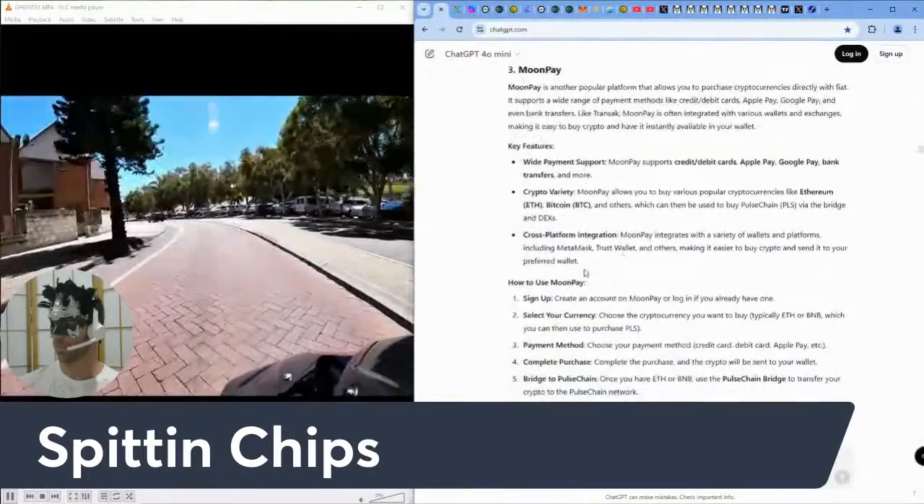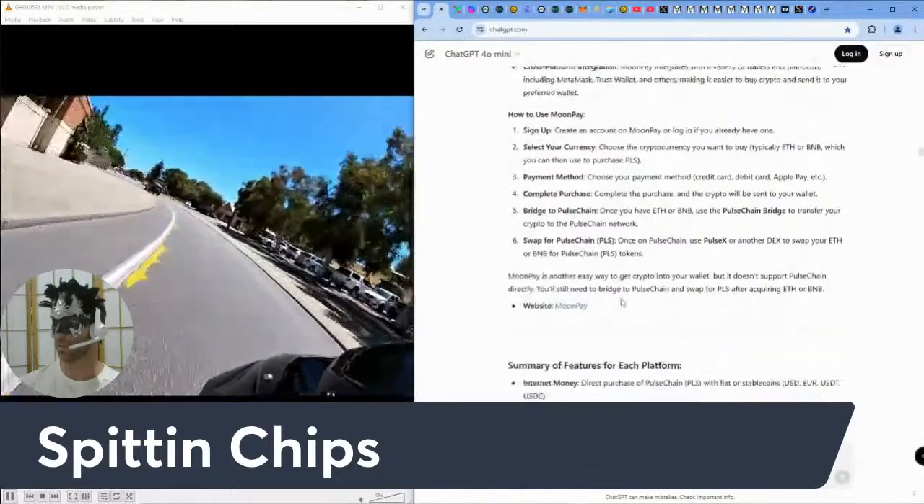There are some details about Transak and MoonPay, but there's no point going to them at the moment until they start offering it.